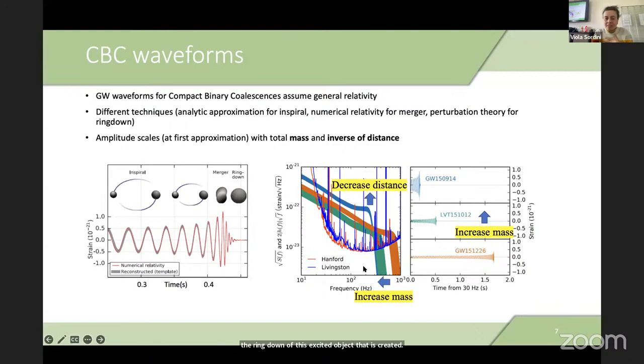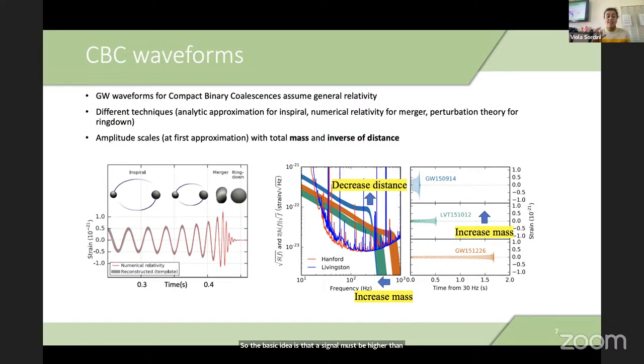So in the plot in the center, you will recognize the amplitude spectral density. You're now experts on that. Again, this describes the typical strain I will observe in my detectors just from noise as a function of frequency. So the lower this is, the better, the more sensitive my detector is. And you have three colored curves for three different signals. On the right, you also see the time evolution of the strain for these three signals. The basic idea is that a signal must be higher than that for me to see it.